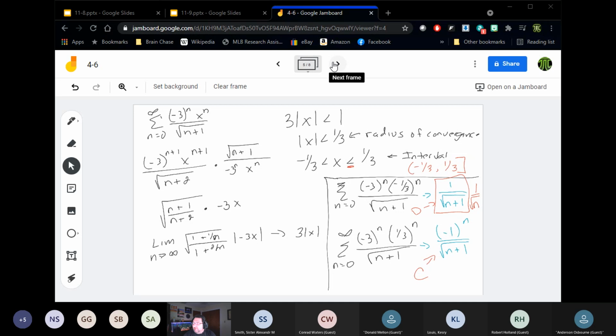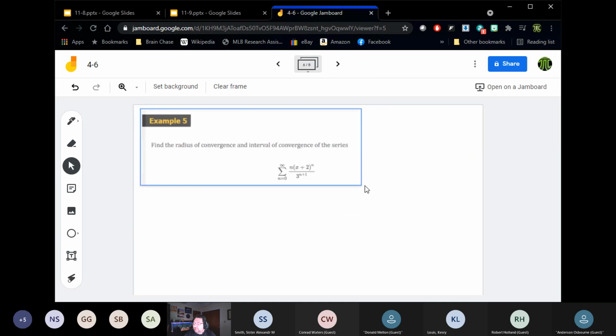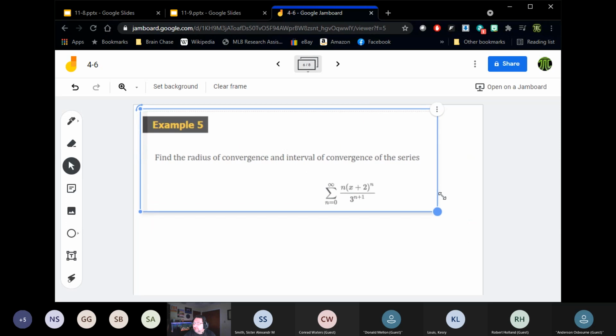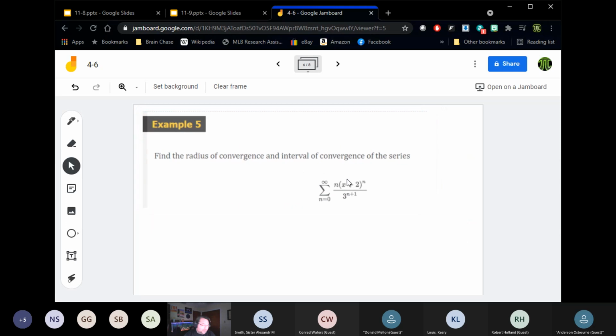All right, let's look at one more of these. Work this one down to get the limit part first, and then check that, and then we can do the radius of convergence and the interval of convergence.